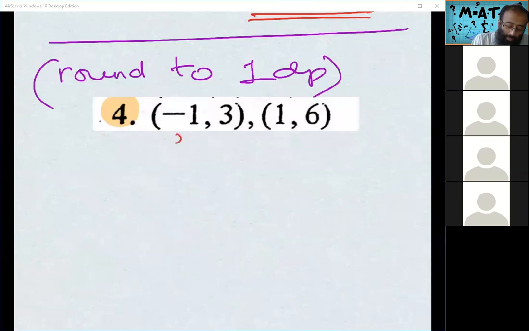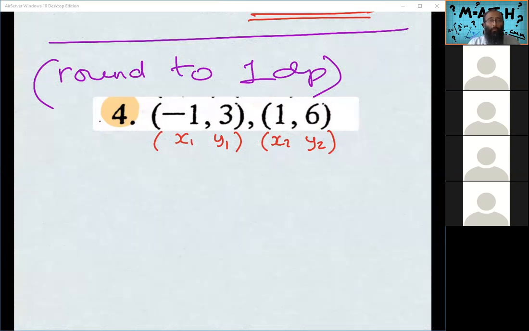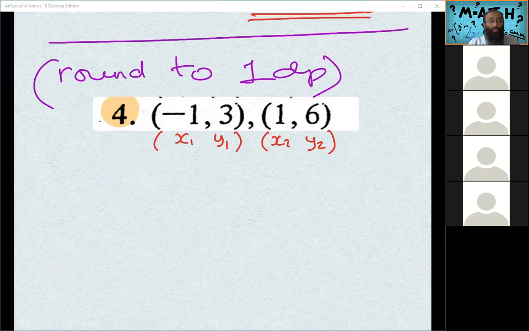So I'm going to label x1 and y1 and x2 and y2. When I do this question, folks, I'm not going to draw a graph now. The graph was for your purpose, for you to visualize what we're doing in the question. When you do the exam paper question, or a further question, you don't need to keep drawing graphs and looking at them. You just use the formula.